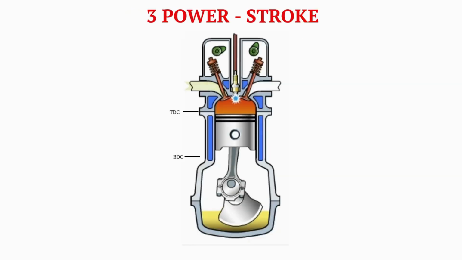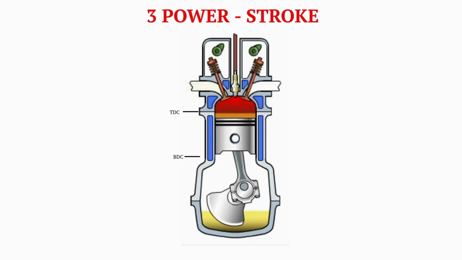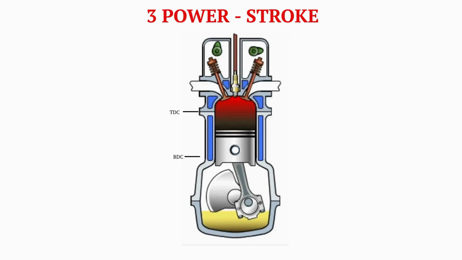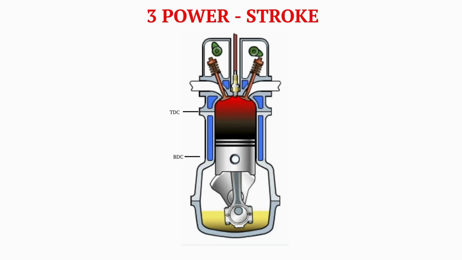Next comes the power stroke. Near top dead center, the spark plug ignites the compressed air-fuel mixture. The combustion produces high-pressure gases that force the piston downward. This downward motion turns the crankshaft and produces mechanical power.